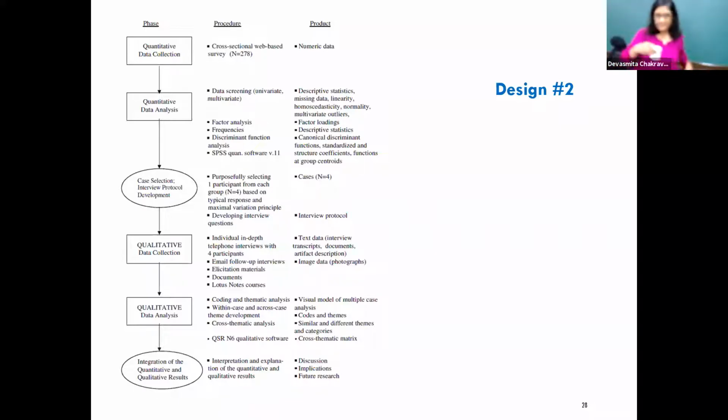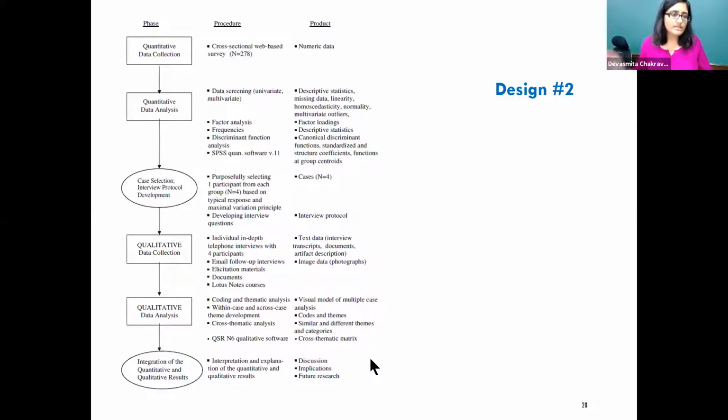Some coffee helps. So they did follow-up interviews and all those qualitative things that they wanted to do. They had text data, image data, photographs, documents, and so on. Then they did a qualitative data analysis, coding, thematic analysis. What they found was a visual model of multiple case analysis, codes and themes. And now they integrated the quantitative and the qualitative results, and they interpreted it. And they wrote about it in their discussion, implications, future research.